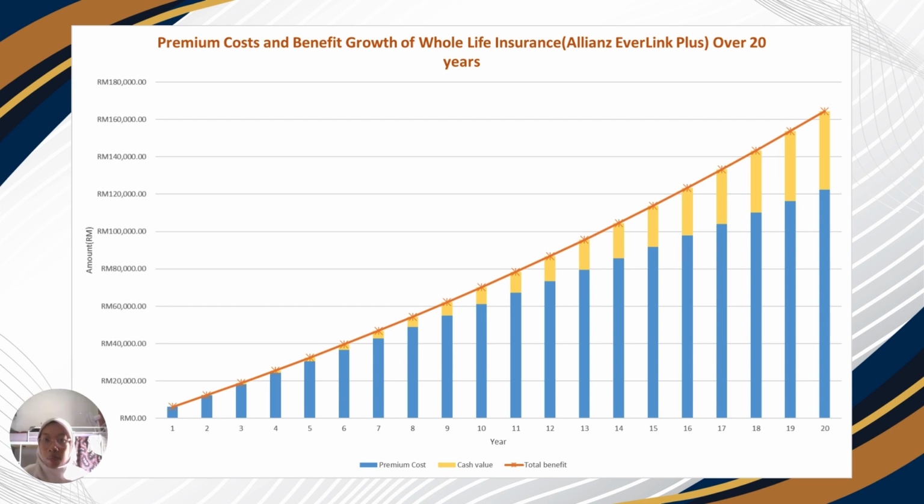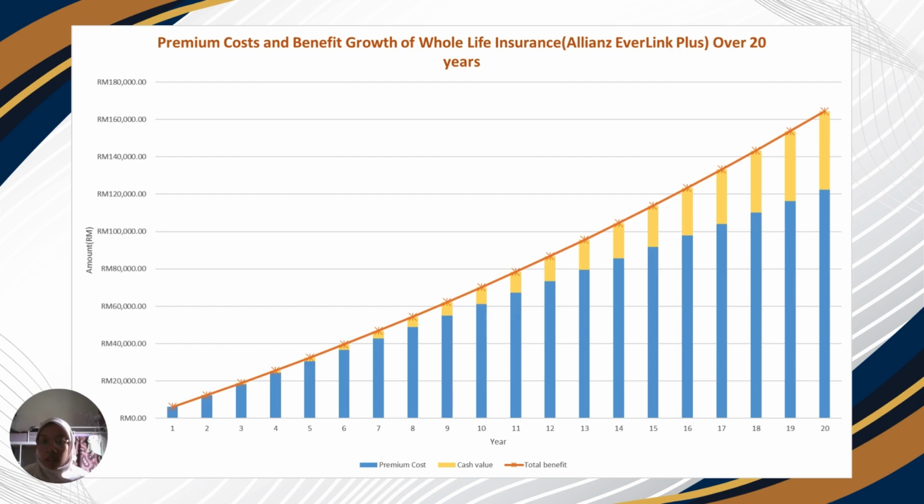This graph represents the premium, cost, and benefit growth of whole life insurance for Alliance Everly Plus over 20 years. It highlights three key aspects. The blue bar shows the cumulative premium paid by the policyholder over 20 years, and we can see that it increased linearly, which means the policyholder is consistently paying a fixed premium amount annually, while the yellow bar, which is on top of the blue bar, represents the cash value of the policy. The cash value grows gradually as premiums are paid and investments made by the insurance company generate returns.